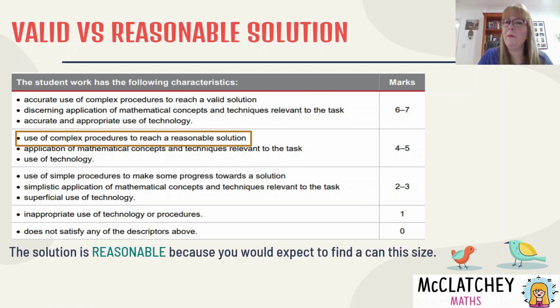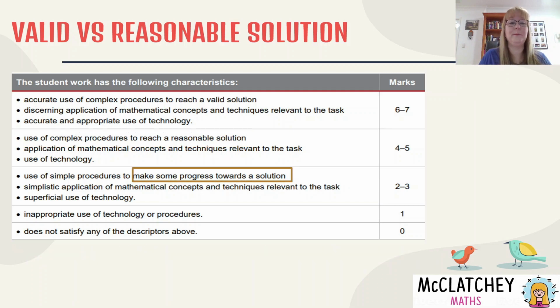The solution would be reasonable though, because you would expect a can to find the size, and it's only out by a centimetre. You would expect to find a can in that size. However, it's not reasonable for the context we've given because we said it had to be 10 by 10.